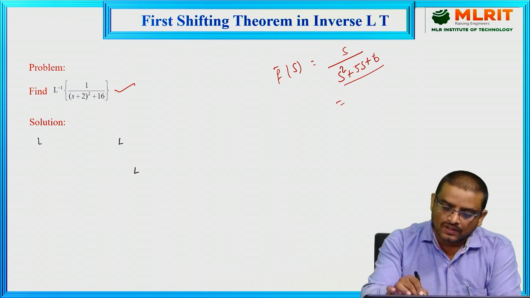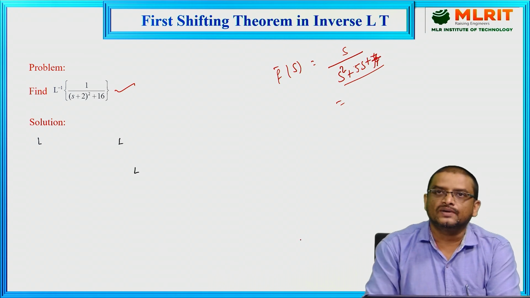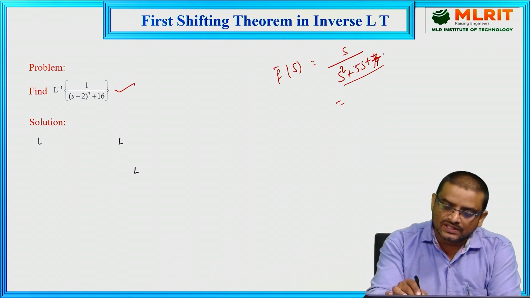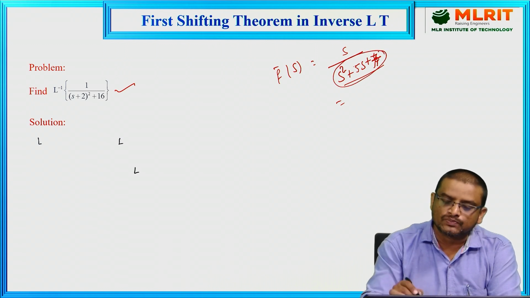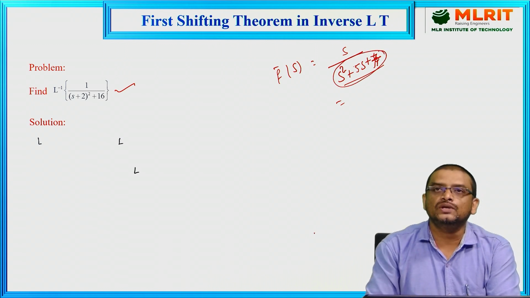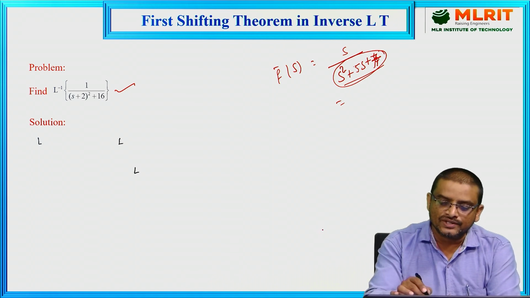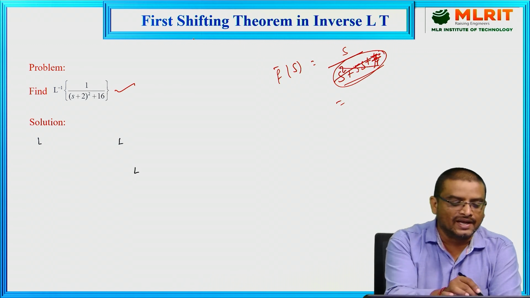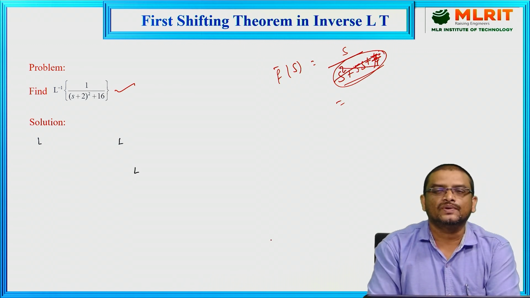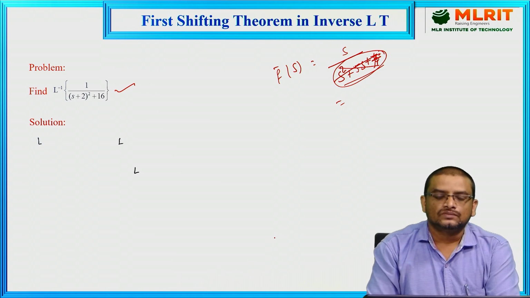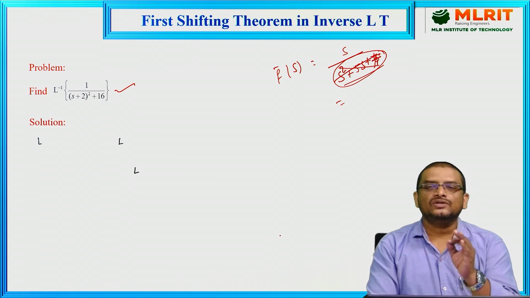Suppose the given denominator is a quadratic polynomial, and this quadratic polynomial is not reducible into linear factors. Whenever the given polynomial is not reducible into linear factors, then we can take the help of this first shifting theorem here. So that is the main use of the first shifting theorem.